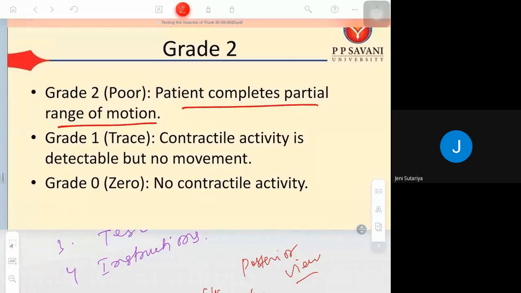So if you feel the muscle contracting, or if you can palpate the muscle contraction, palpable contraction is present when patient is trying to do the extension movement, then you will grade 1. And if the muscles are completely paralyzed, and when patient is trying to lift the body, if you cannot feel any contraction, then you will grade 0.